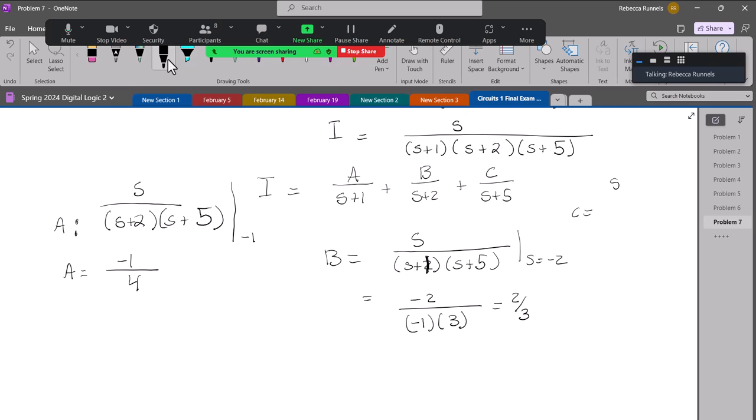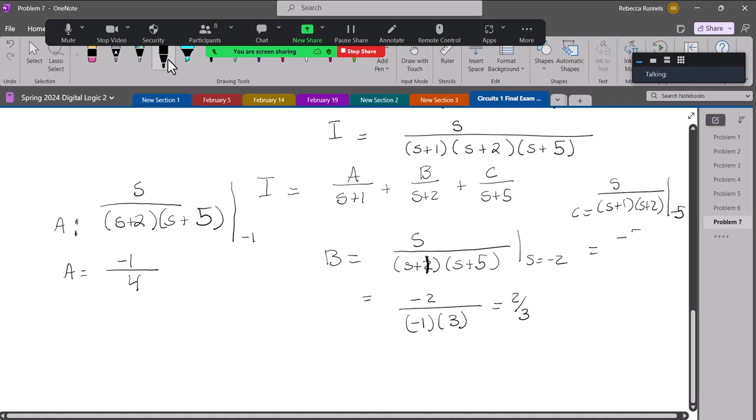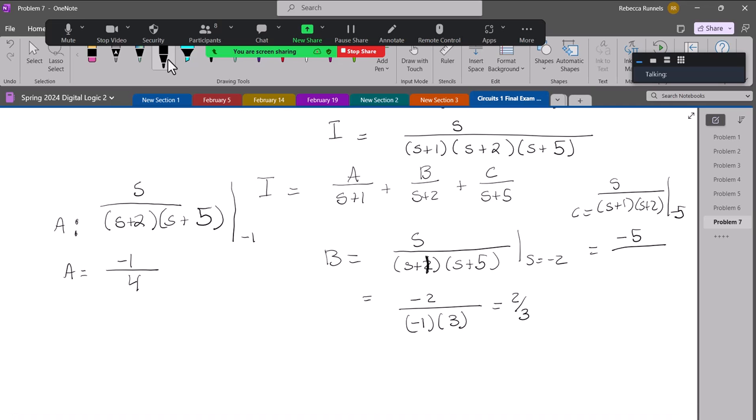And C equals S over S plus 1, S plus 2, evaluated at -5. And I get 5/12. So that means I equals -1/4 over S plus 1 plus 2/3 over S plus 2 plus 5/12 over S plus 5.